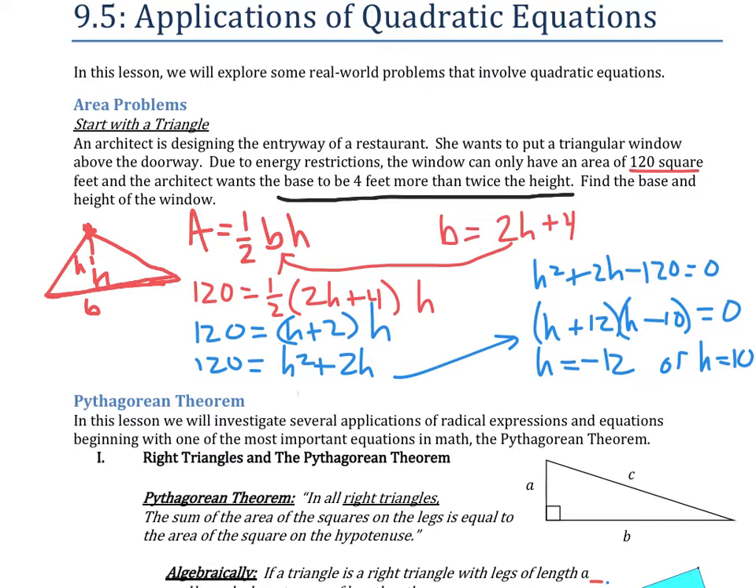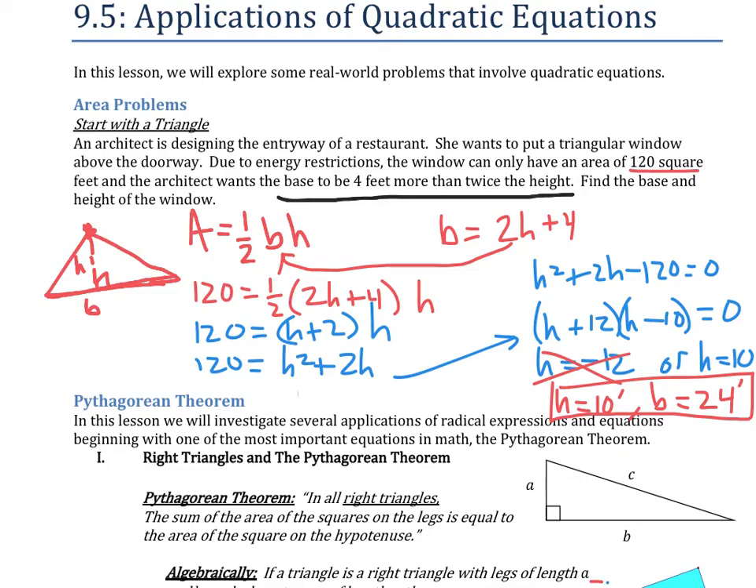Okay. Well, it doesn't make any sense to have a negative 12 height. So our final answer is the height is 10 feet. And the base is, plug in 10, 2 times 10 plus 4, 24 feet. And there's our answer. All right.